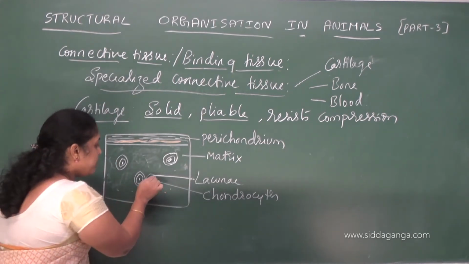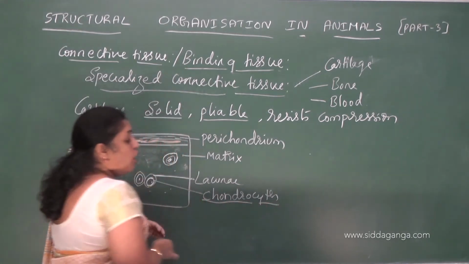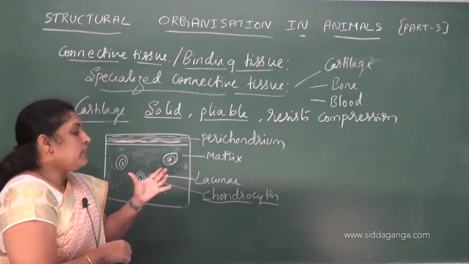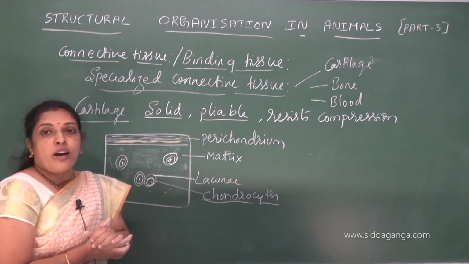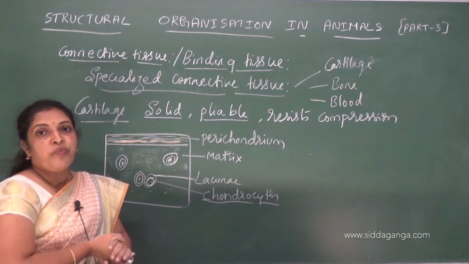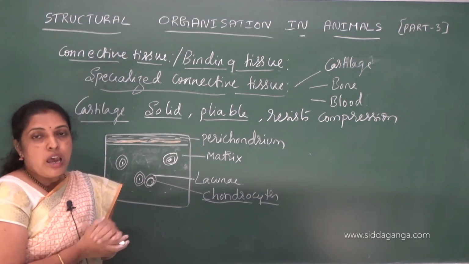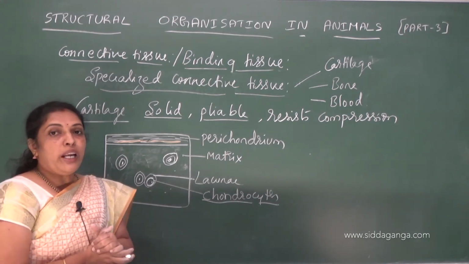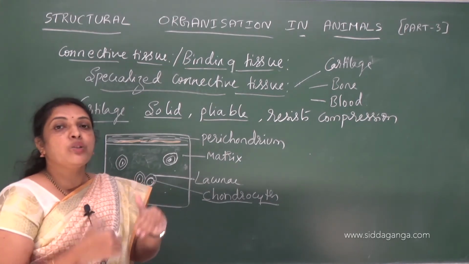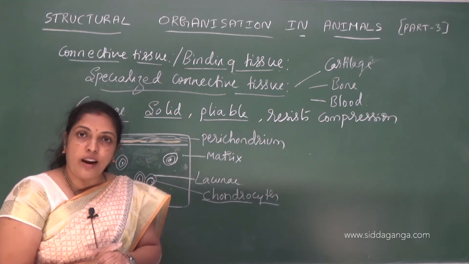Inside that lacunae we see a cell called chondrocytes, and these chondrocytes are mainly responsible for the formation of cartilage tissue. Understood? So this tissue mainly resists compression, and this tissue we see in embryos, vertebrate embryos. Later it is going to be replaced by bones in adults.